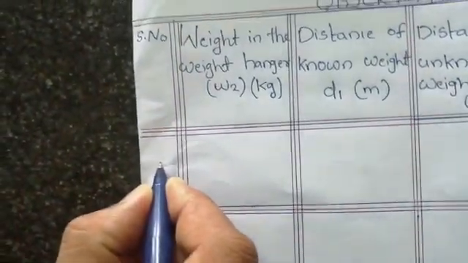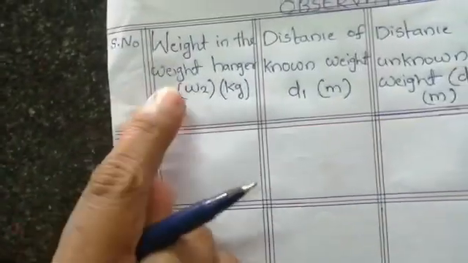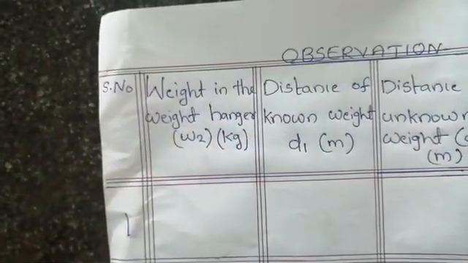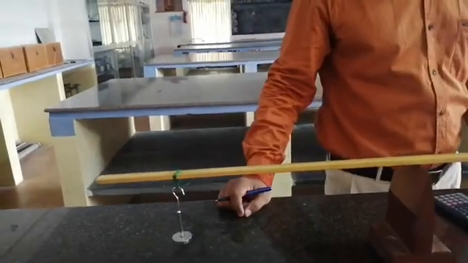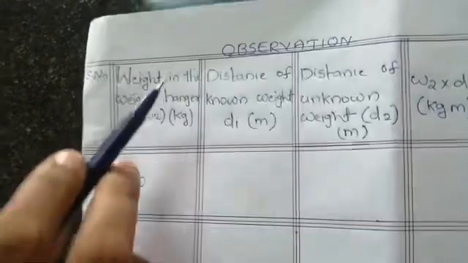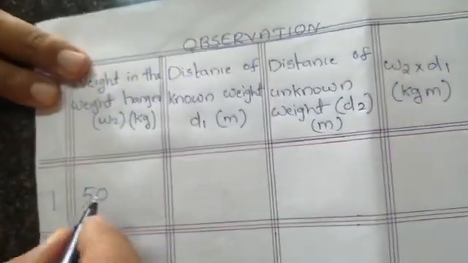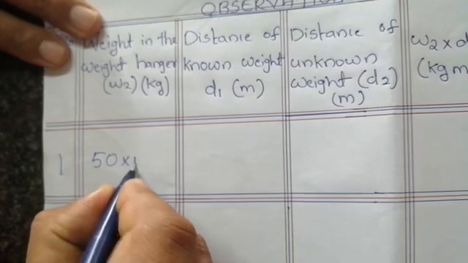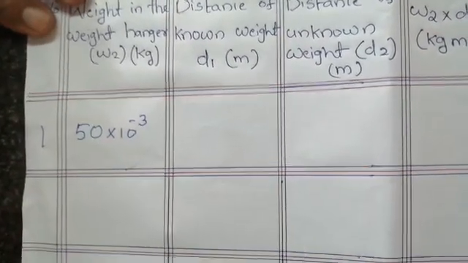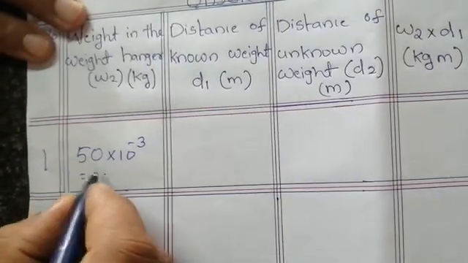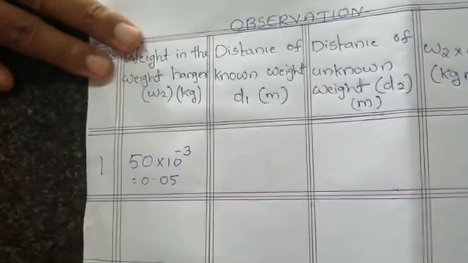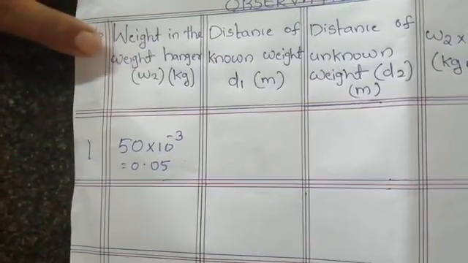This is my first reading, so I am writing serial number 1. Weight in the weight hanger. You can see, this is your weight hanger. What is the weight? Now I am adding 50 gram, so I am writing 50. It should be in kilogram. How to convert 50 gram to kilogram: into 10 to the power minus 3 or divided by 1000. 50 into 10 to the power minus 3, we can write it as 0.05 kilogram. Right? So that is the weight in weight hanger.